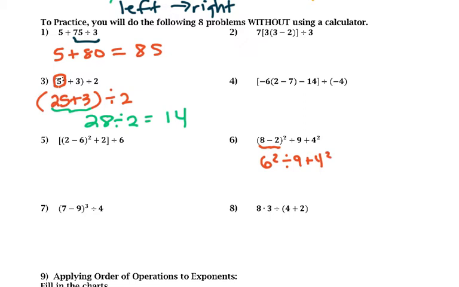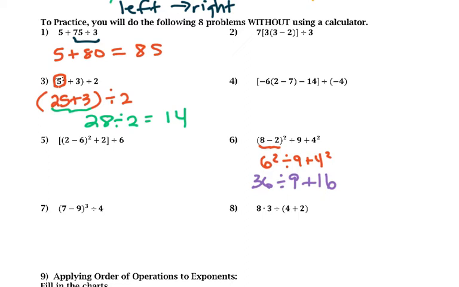The next thing I'm going to do is focus on my exponents. So 6 squared is 36, and 4 squared is 16. And so that's my next step. Now, for the next thing, what do I do first? Do I do 36 divided by 9 or 9 plus 16?